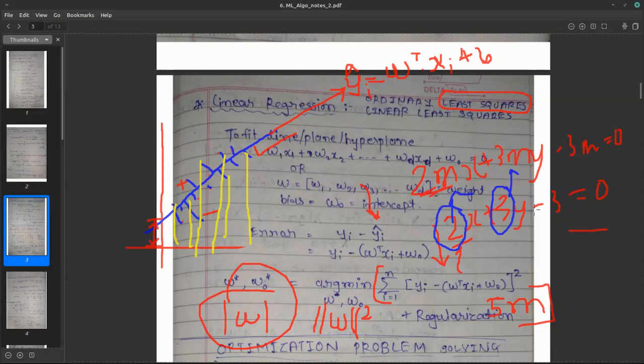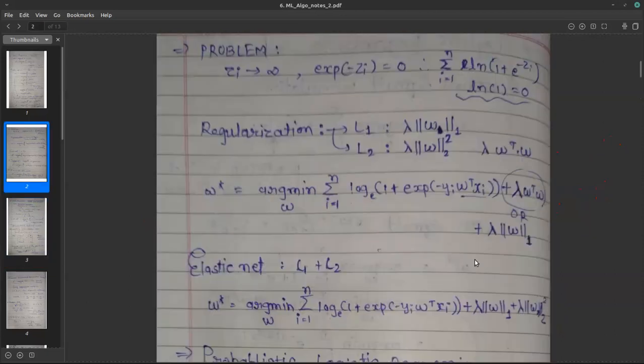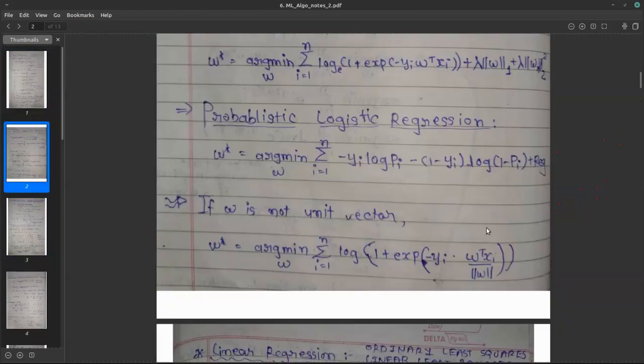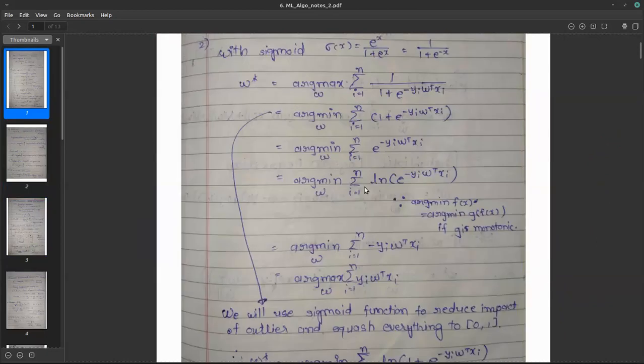That is what regularization is. Also in logistic regression, if you don't apply this regularization, you can take w equal to infinity and your problem is solved, right?